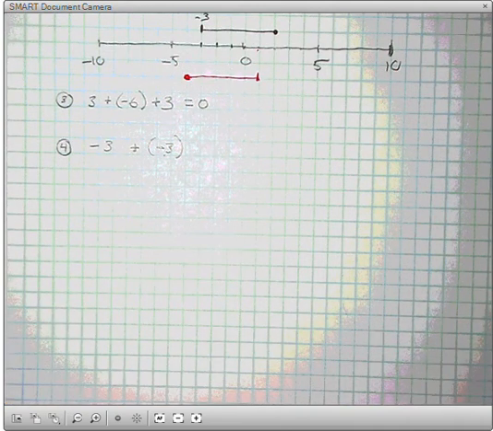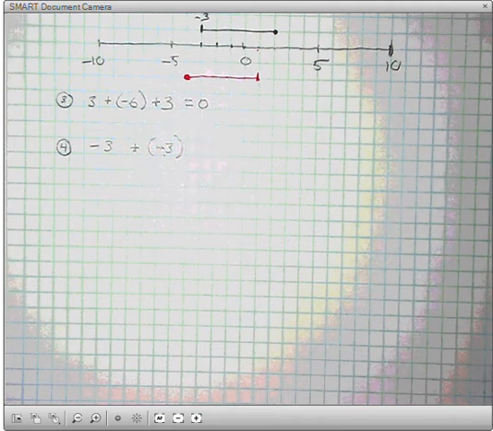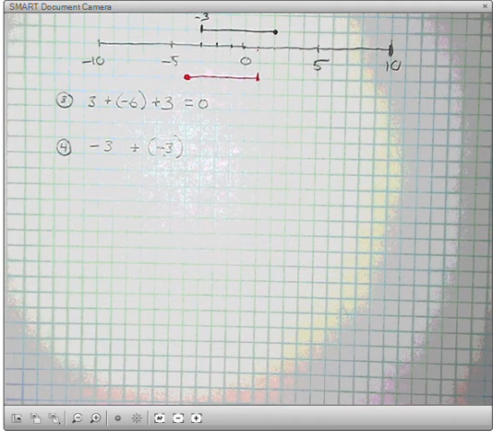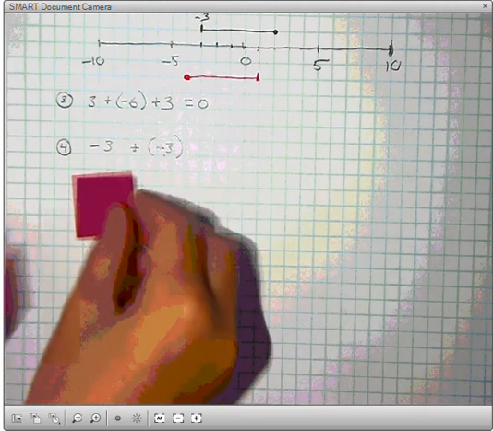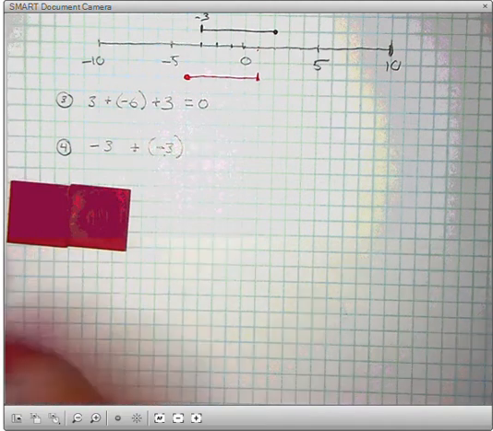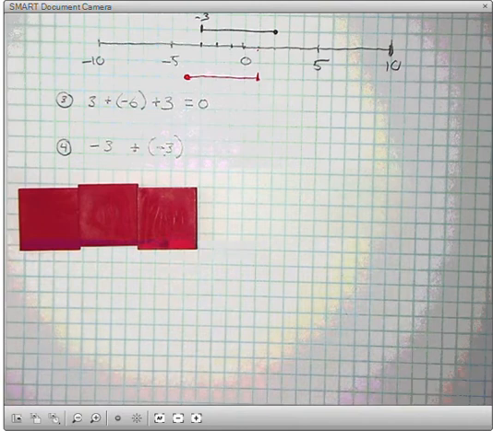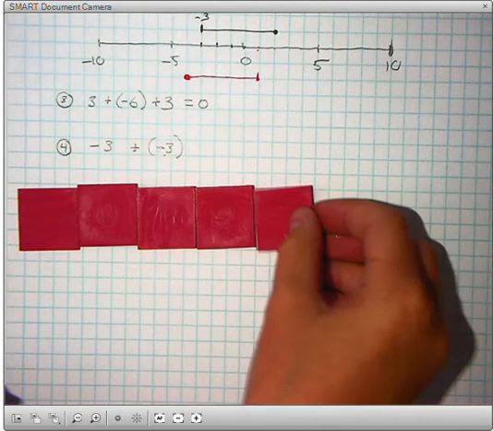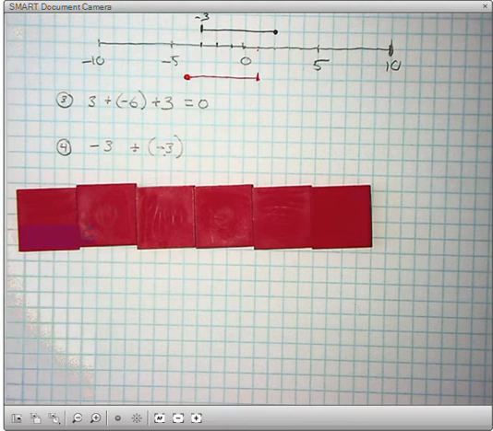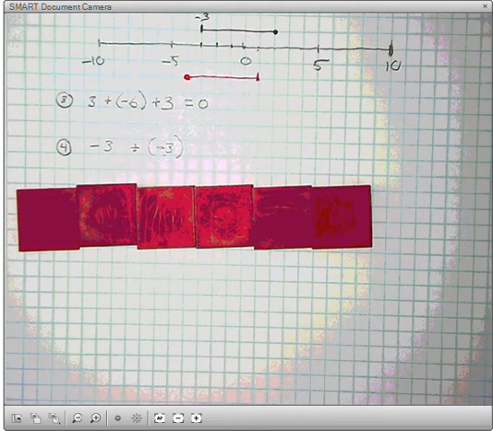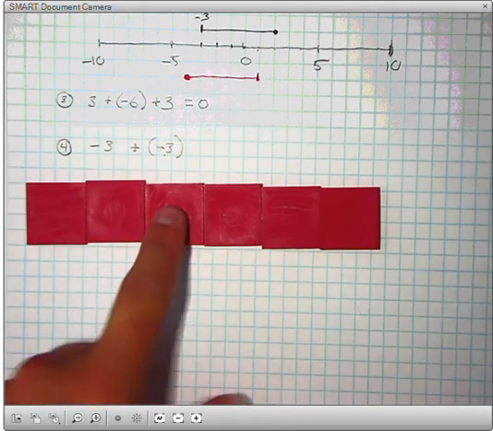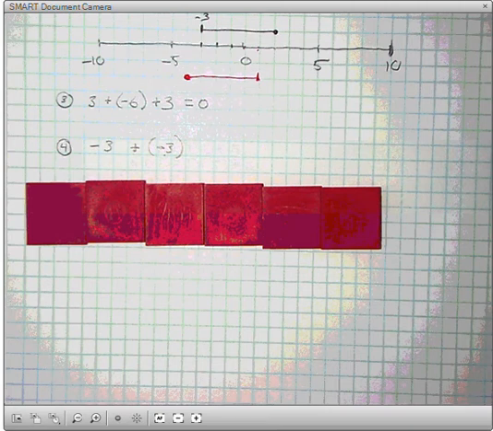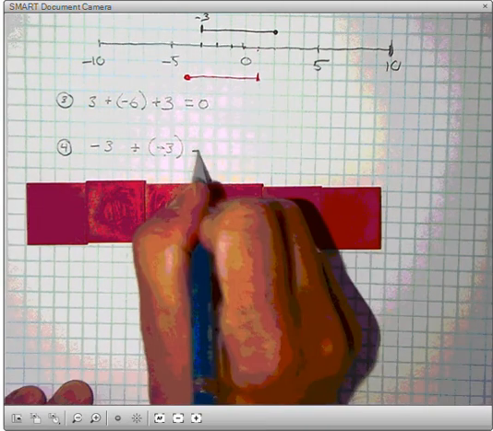Anybody want to come up and model that for us? Anna? Let's see if you got the same thing. By the way, this is one of the most commonly missed problems. Do we agree or disagree? Agree, I do too. Excellent work, thank you. So we've got 3 negatives, 1, 2, 3, and then we've got 3 more negatives, so what's our answer to this problem? -6, absolutely.